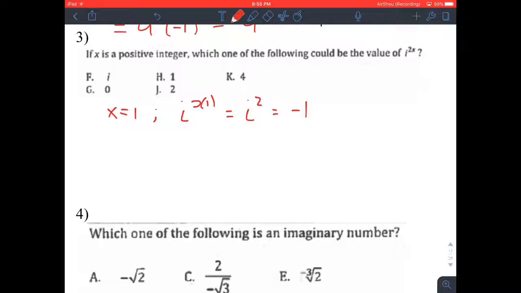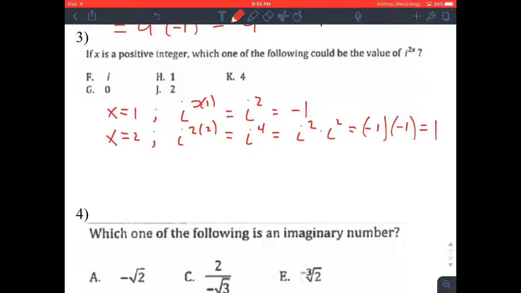Let's try x equals 2 and see what we get. It's going to be i to the 2 times 2, which is i to the 4th. i to the 4th is the same thing as i squared times i squared, which is negative 1 times negative 1, which is 1. Hey, we got this for an answer. There's no sense in continuing with this, because which one of the following could be the value of i to the 2x? Well, the answer could be 1.